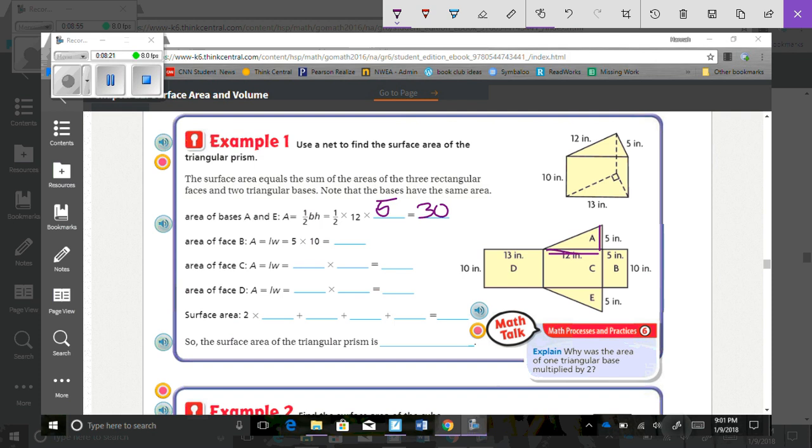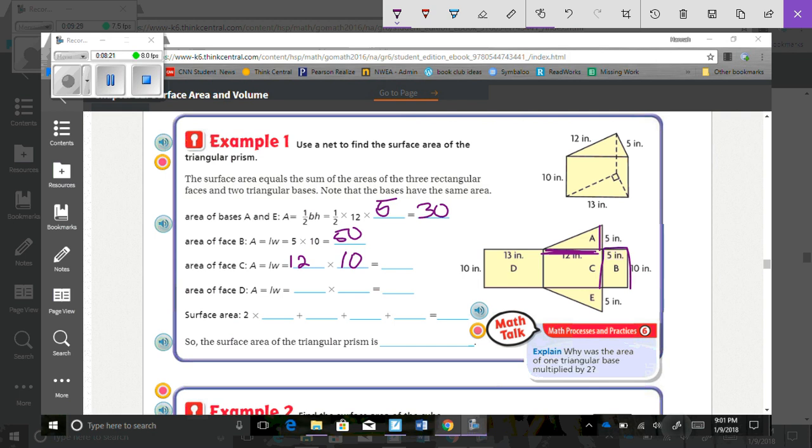Area of face B. So area equals length times width. So 5 times 10, 5 and 10. Okay, so 5 times 10 would be 50. Then looking at face C, we know area equals length times width again. So face C, we have the 12 and 10. Make sure you know where we're getting these numbers. If you do not, please raise your hand and ask a teacher.